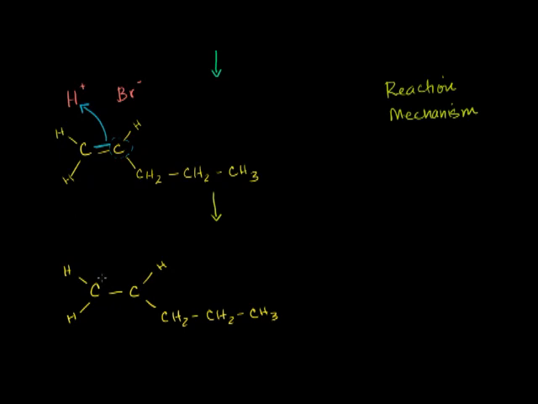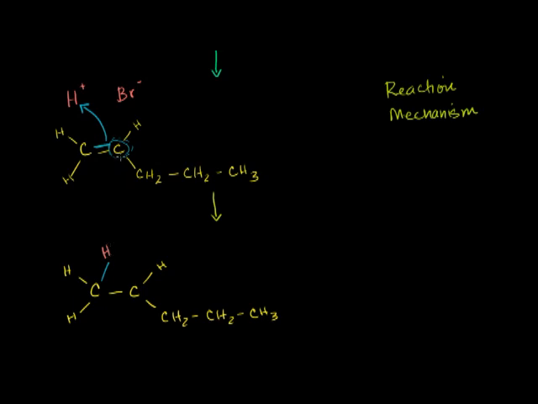So now it will look like this. It went and bonded to the hydrogen. Essentially, an electron went from this carbon right here, the carbon on the right side of the double bond, and went to the hydrogen. Now the hydrogen is neutral.